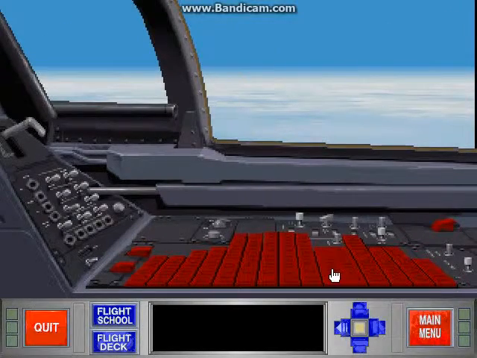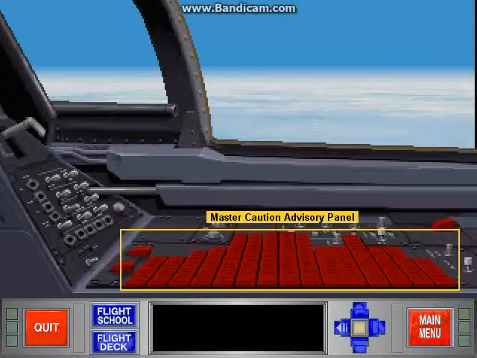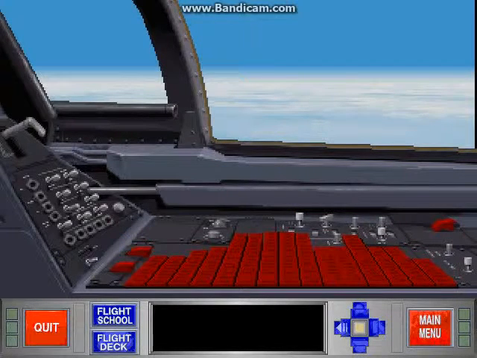When you have been hit by missiles or by gunfire, any damage taken will be shown on your Master Caution Advisory panel. A lit display indicates a damaged system. Click on any lamp to learn more about damage to these systems. Damage to your landing gear or hook makes it impossible to land.